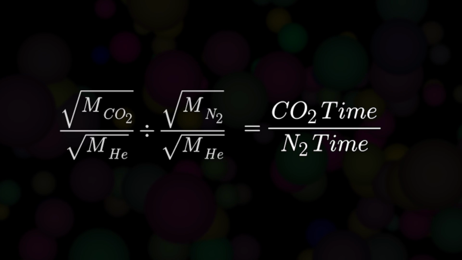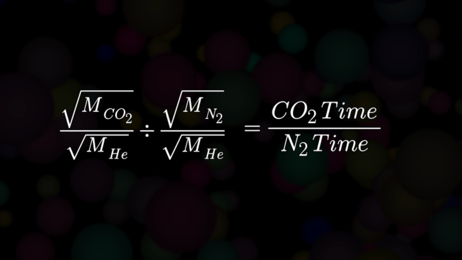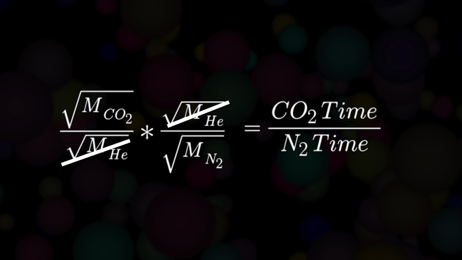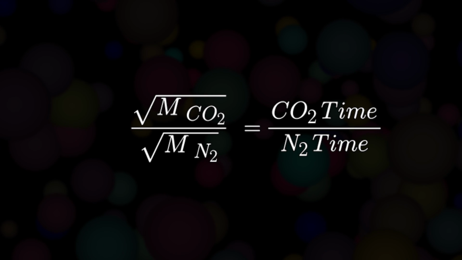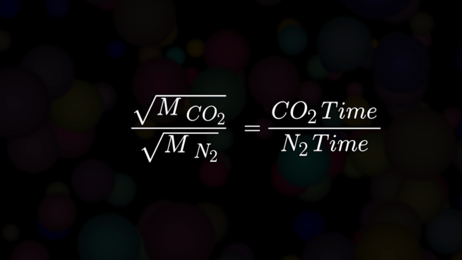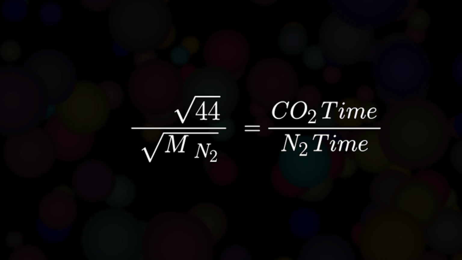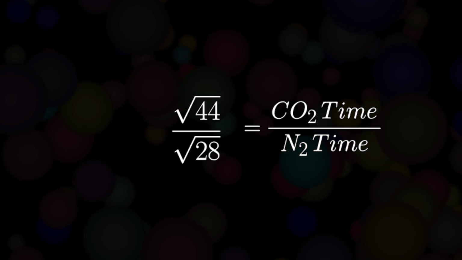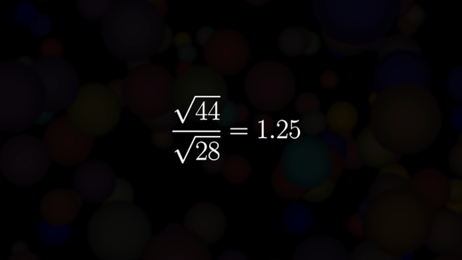Now that I have two gases done, I should be able to take the ratio of the two times and have that equal to the ratio of helium to CO2 divided by the ratio of helium to diatomic nitrogen. Since the helium cancels out, this reduces to Graham's law again, with the square root of the molar mass of carbon dioxide, 44 grams per mole, divided by the square root of diatomic nitrogen, at 28 grams per mole, giving us a value right about 1.25.